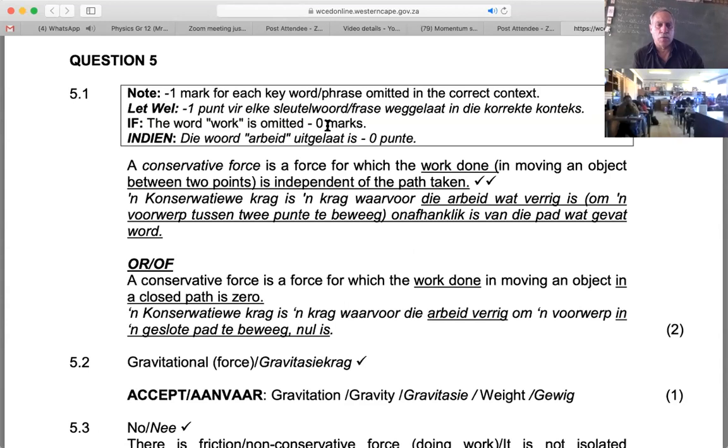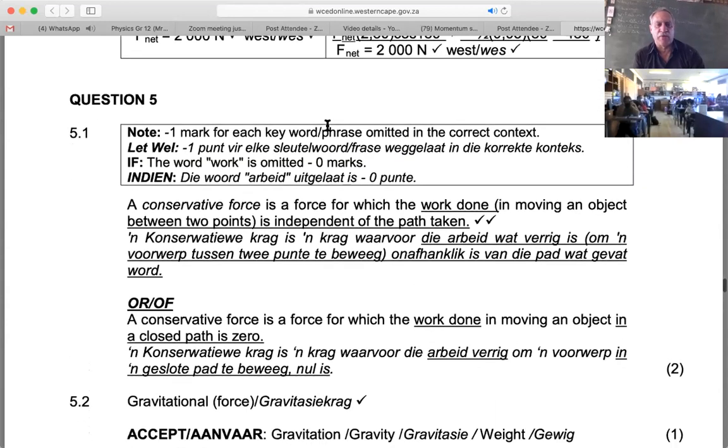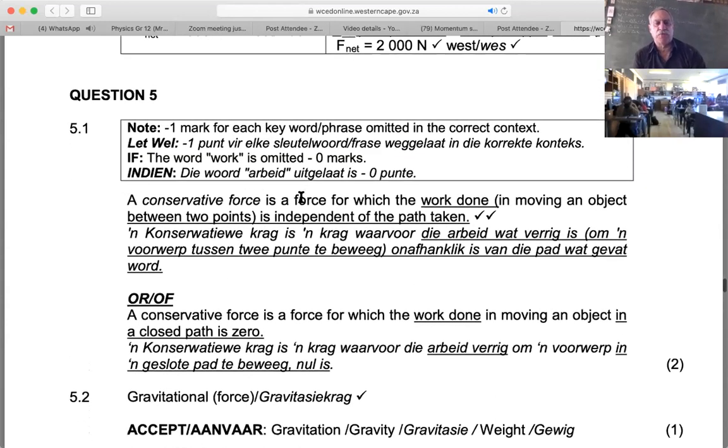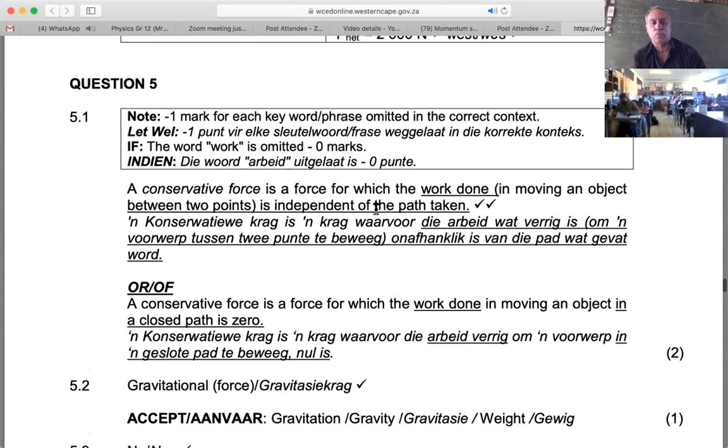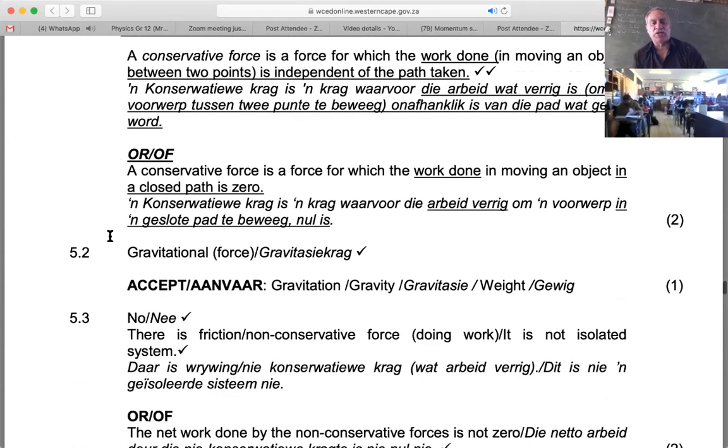Okay, it was question 5. A conservative force is a force for which the work done in moving an object between 2 points is independent of the path taken. I think we said something like that. A conservative force is a force in which the work done is independent of the path taken. So that's a force like gravity or electrostatics. Then there's our answer, gravitational force.